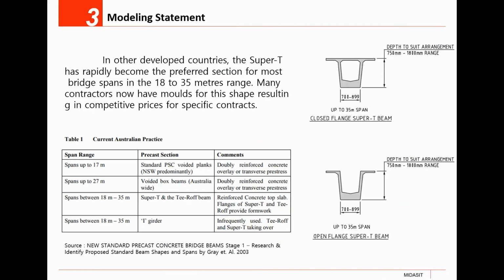In other developed countries such as New Zealand and Australia, Super T has become the preferred section for bridge spans 18 to 35 meters. This is because they are avoiding girders with closed voids due to casting issues related to accurate restraints of void formers, and also the difficulty of verifying casting and compaction. Here are the current Australian practice. As you can see, for spans 18 to 35 meters, they are using Super T and tear-off beams.